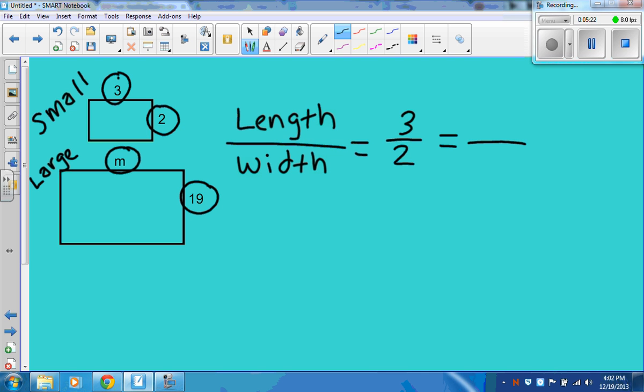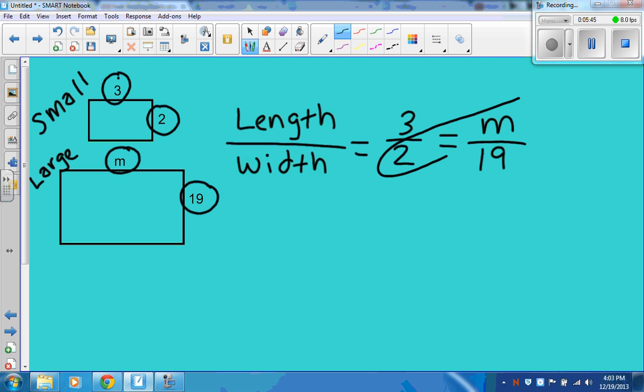Okay, so let's go over to our other ratio, because remember, a proportion is two ratios set equal to each other. So we're going to have m as our length and 19 as our width. And our labels are the same, so we're good to go. Well, let's see if this one's as easy as the first two. Can we do scale factor? Well, can we go from 2 to 19? No, we can't. So we have to cross multiply and divide.